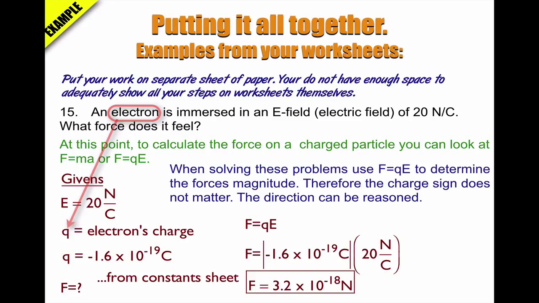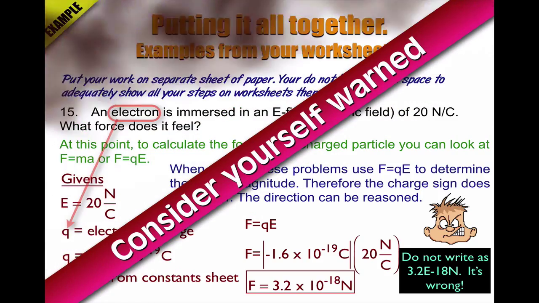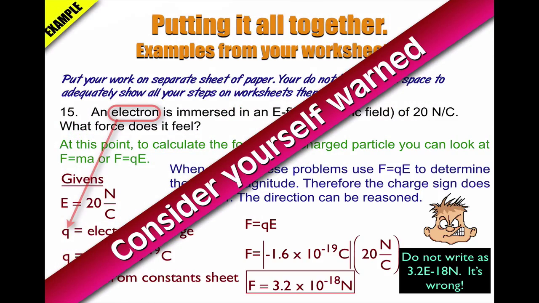One little word of caution here on using your calculators. The format of the correct answer is 3.2 times 10 to the negative 18 newtons. Do not write it as 3.2 e negative 18 newtons. That's wrong. Your calculator is using shorthand to text you the answer, and you're supposed to take that and put it into its formal writing. That's 3.2 times 10 to the negative 18 newtons. Consider yourself warned.